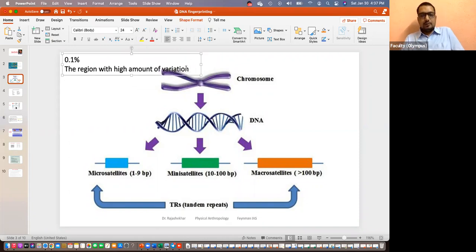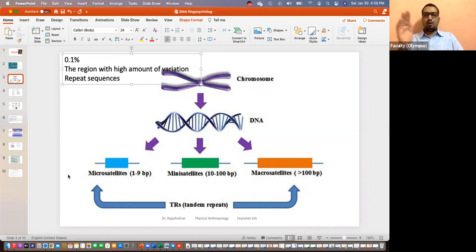Okay, what are those regions? So scientists found out that within our chromosome, we have some repeat sequences, meaning the same sequence repeats multiple times. They come in a variety of sizes. Some of these repeat sequences are known as microsatellites, where the length of one repeat is about 1 to 9 base pairs.